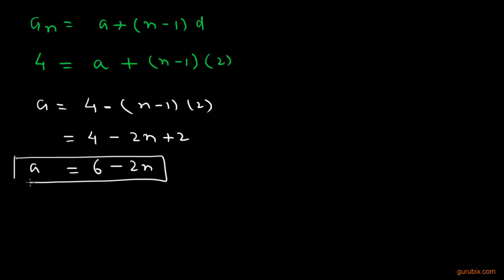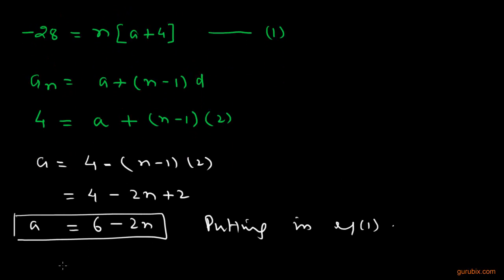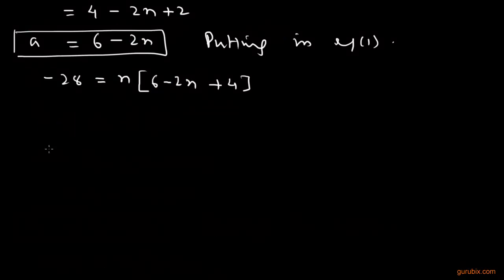Now we shall put this value in equation 1. Equation 1 is minus 28 equals n times (a plus 4), and the value of a is 6 minus 2n. Now we calculate this: n multiplied by (6 plus 4 minus 2n), that is 10 minus 2n, equals minus 28. Now we multiply 10 minus 2n with n. We get 10n minus 2n square equals minus 28.